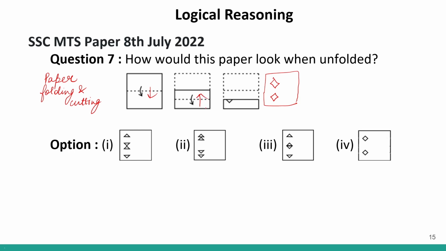So we'll open it in this direction. And then this was again folded into half. So we'll open it in this direction. This image is given in option number 4. Therefore, option number 4 will be your correct answer to this question. Clear?